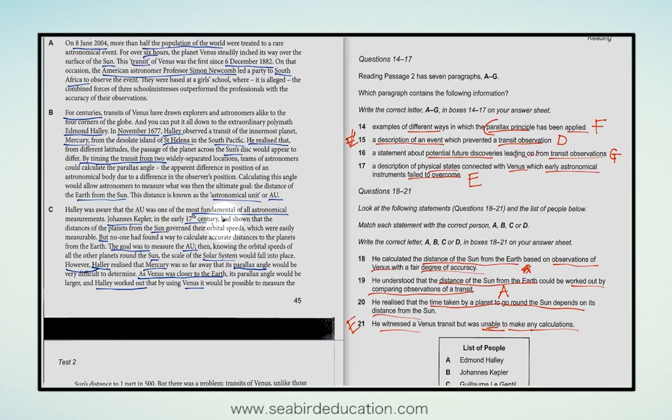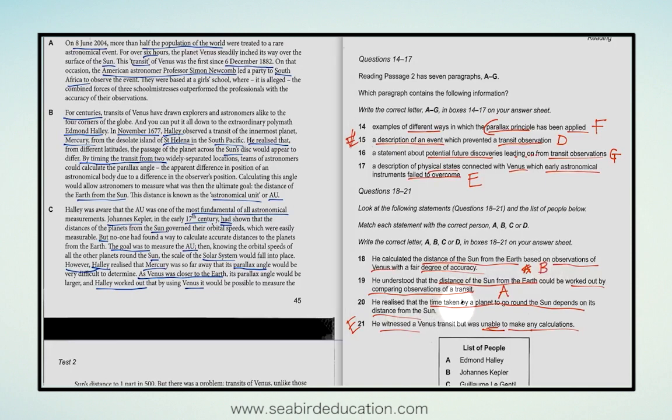Okay, well here we've got past perfect, which is talking about the earlier. So this is later, this is earlier. In the 17th century, Kepler had shown that the distances of the planets from the Sun governed their orbital speeds, which is easily measurable. So he worked it out. That's tricky to work out, but that's Kepler.